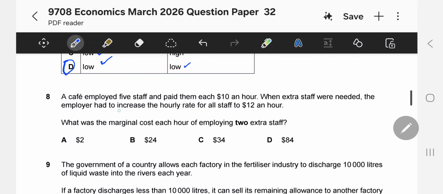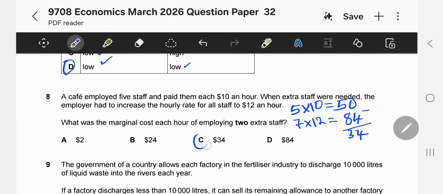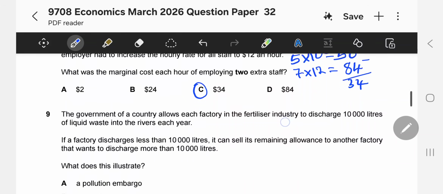Let's try 8. A cafe employed 5 staff and paid them $10. So they're employing 5, paying them 10, which is $50 an hour. When extra staff were needed, the employer had to increase the hourly rate for all staff to 12. What was the marginal cost of each hour if employing 2 extra staff? So now it's 7 times 12, which is 84. Minus these 50, you get 34. And I think the answer would be C. Right, let's go to question 9.